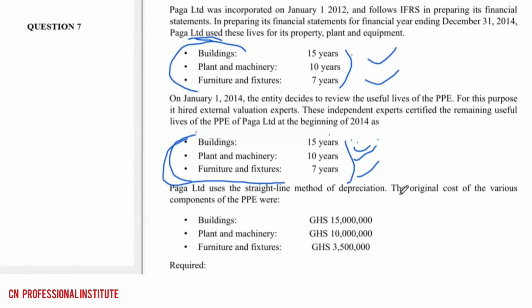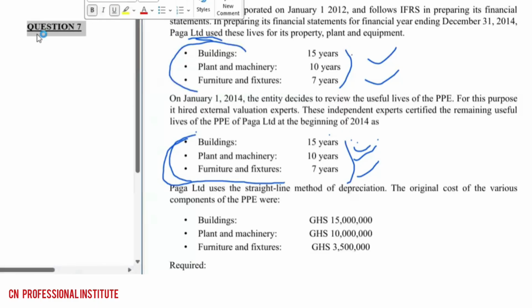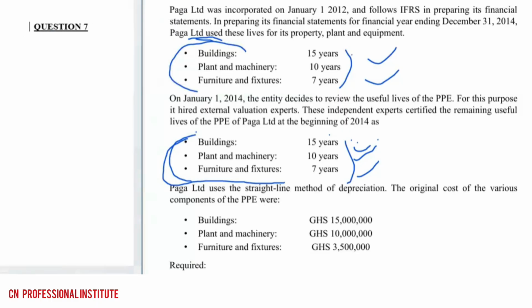So let's start depreciation for 2012 and 2013. So let's pick them one by one. Let's pick the first item. So the first item is building. Okay, so picking building.